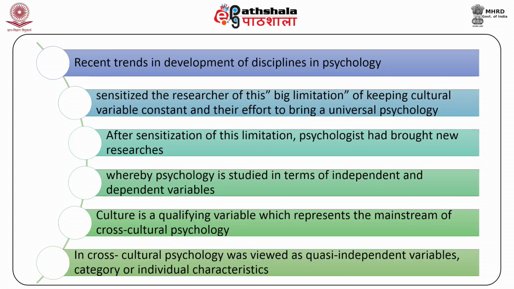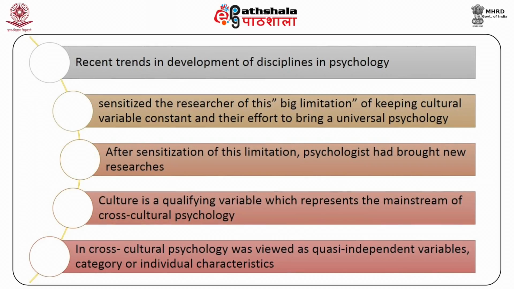After sensitization to this limitation, psychologists brought new research approaches, whereby psychology is studied in terms of independent and dependent variables. Culture is a qualifying variable which represents the mainstream of cross cultural psychology. In cross cultural psychology, it was viewed as a quasi independent variable, a category such as individualistic versus collectivistic, or individual characteristics (Yin et al., 2000).